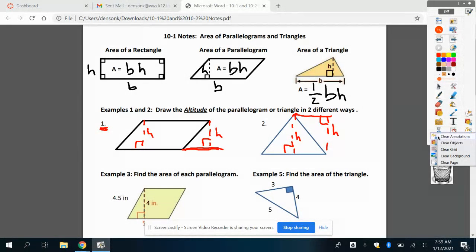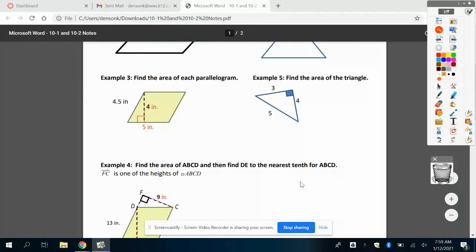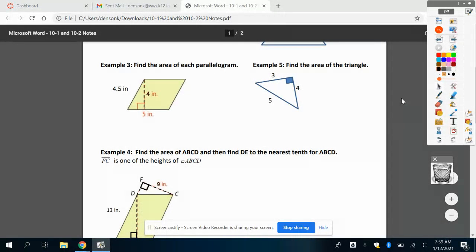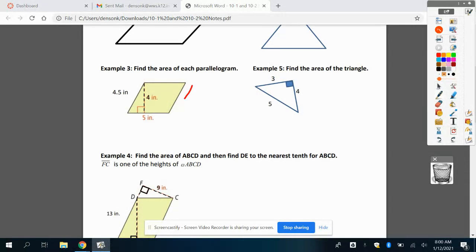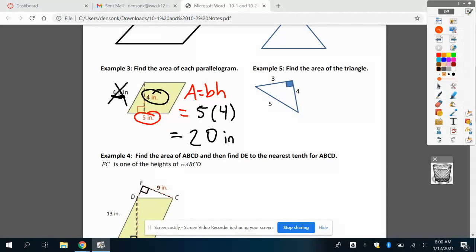Now we're going to do just a couple quick example problems. Nothing too crazy, just to get the general idea. So for this first example 3, we're finding the area of the parallelogram, which we know is base times height. So what we want to do here to get our area is take the base, which is right here, and take your height. Your height is this 4. Don't let this 4.5 confuse you. You don't even use that. All you need is the 5 and the 4. So your area is that 5 for your base times 4, which is your height. So your area will be 20 inches squared. Yes, you should put the units.